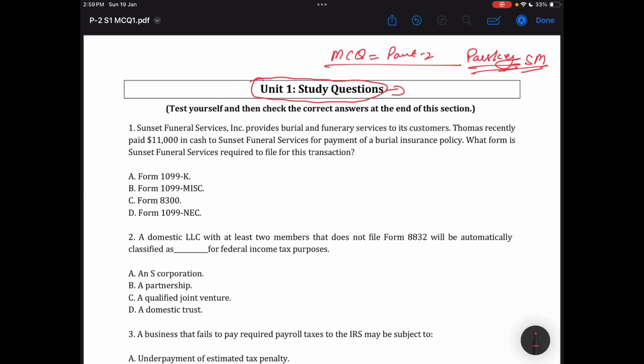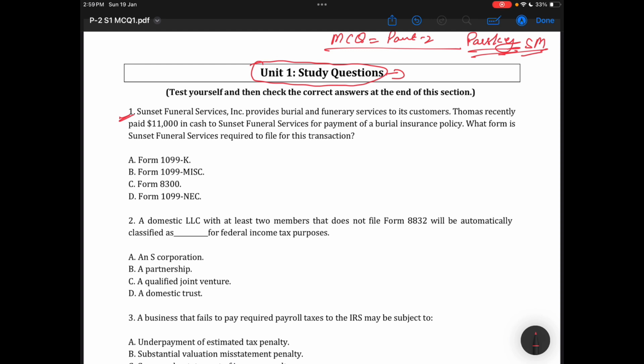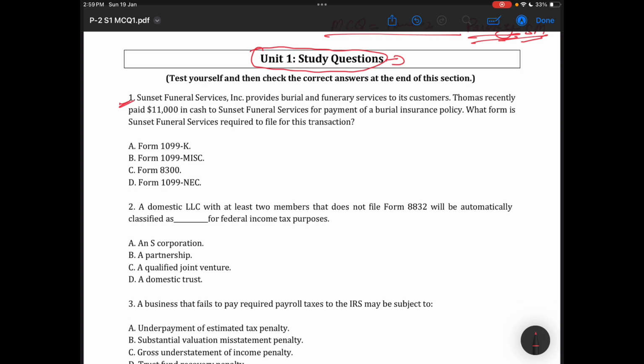So let's start with question first. Sunset Funeral Services Inc. provides burial and funerary services to its customers. Thomas recently paid 11,000 in cash to Sunset Funeral Services. The catch point is he paid 11,000 in cash. For the payment of a burial insurance policy, what form is Sunset Funeral Services required to file for this transaction?